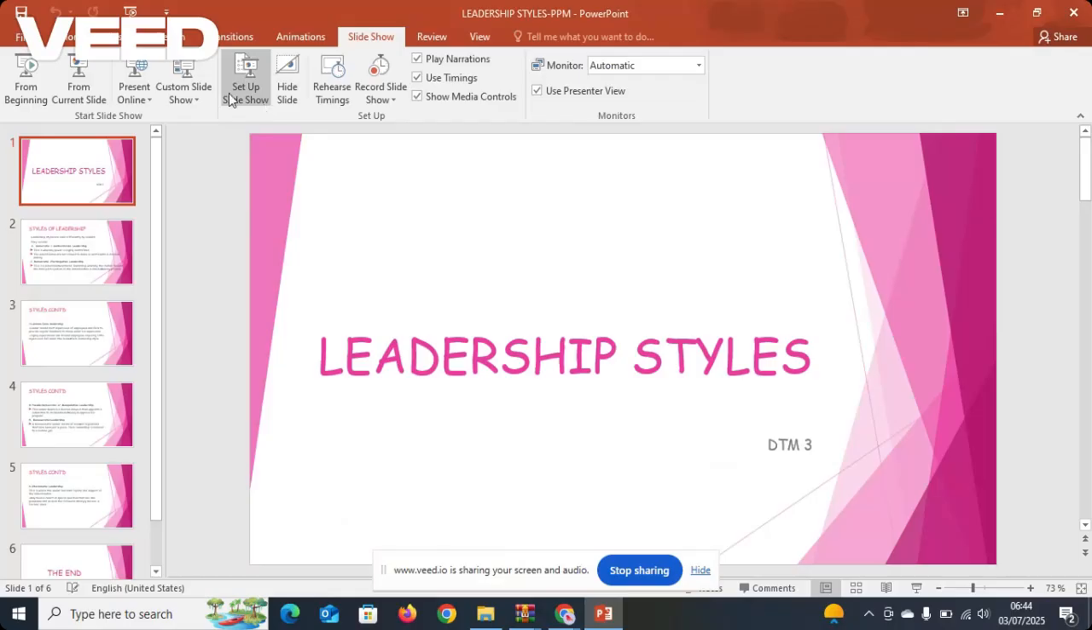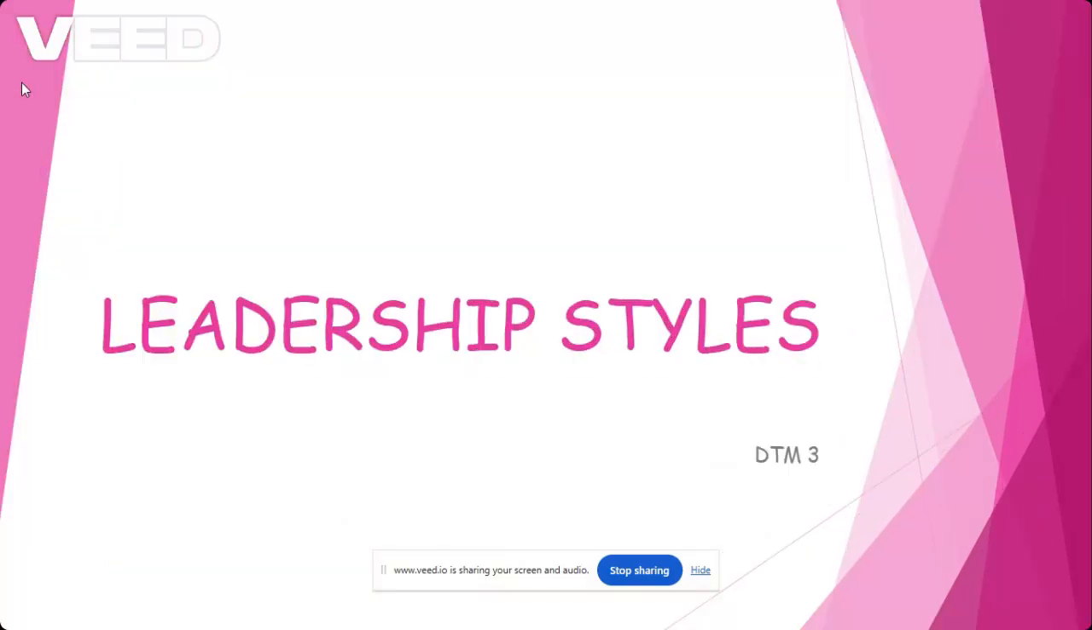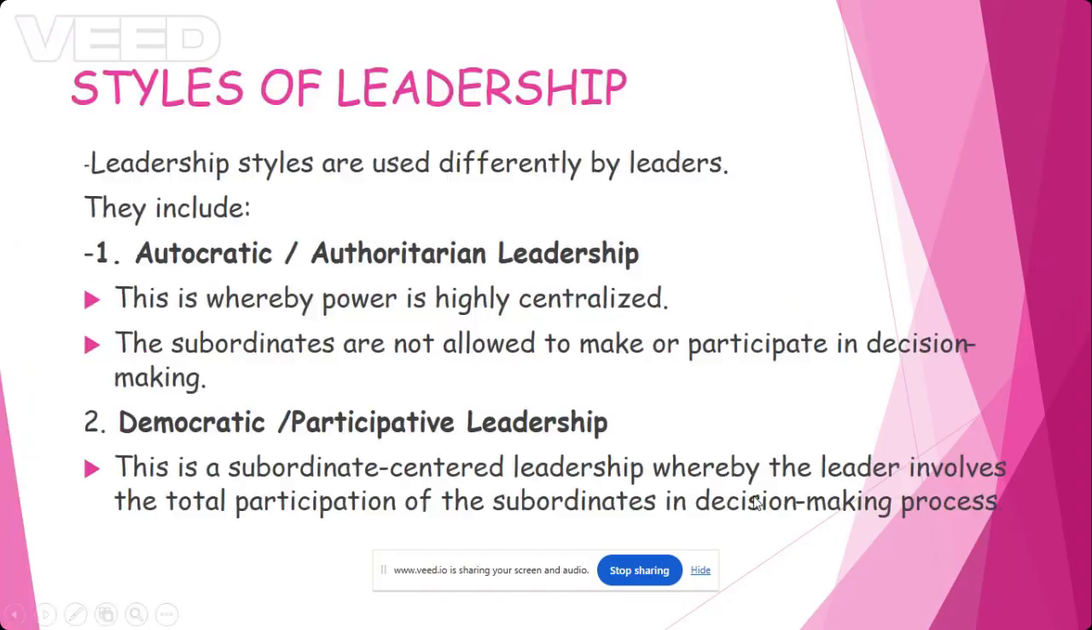Today we're going to look at leadership styles. This is a unit in directing in PPM Module 3. We know that leadership forms the basis of management. The previous session was on theories of leadership, where we checked how a leader is supposed to behave, or what they're supposed to have, based on three theories: the trait theory, the situational, and the behavioral theory.